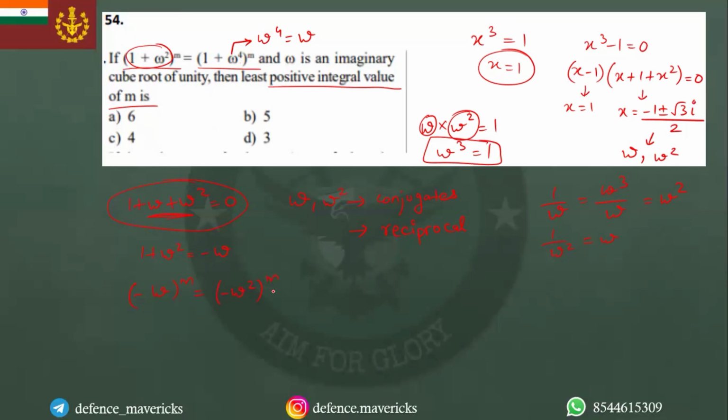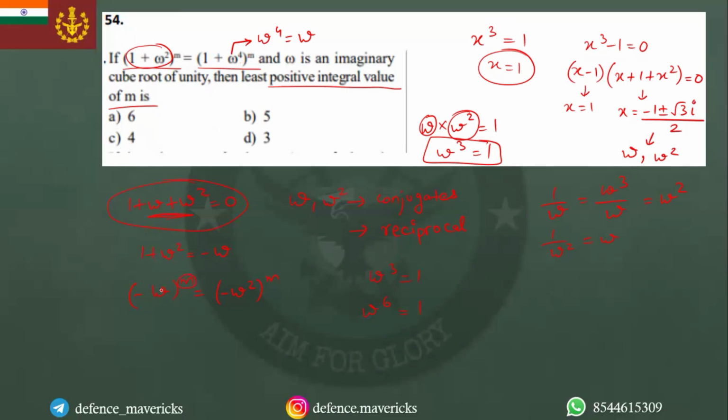Now what are they asking? What is the least positive integral value of m if this is true? So this is minus omega power m, minus omega square power m. Okay, so omega and omega square, when can they be equal? For every third root, because both of them will become 1. See, omega cube is 1, so omega power 6 will also be 1. So for every third root they will become 1.